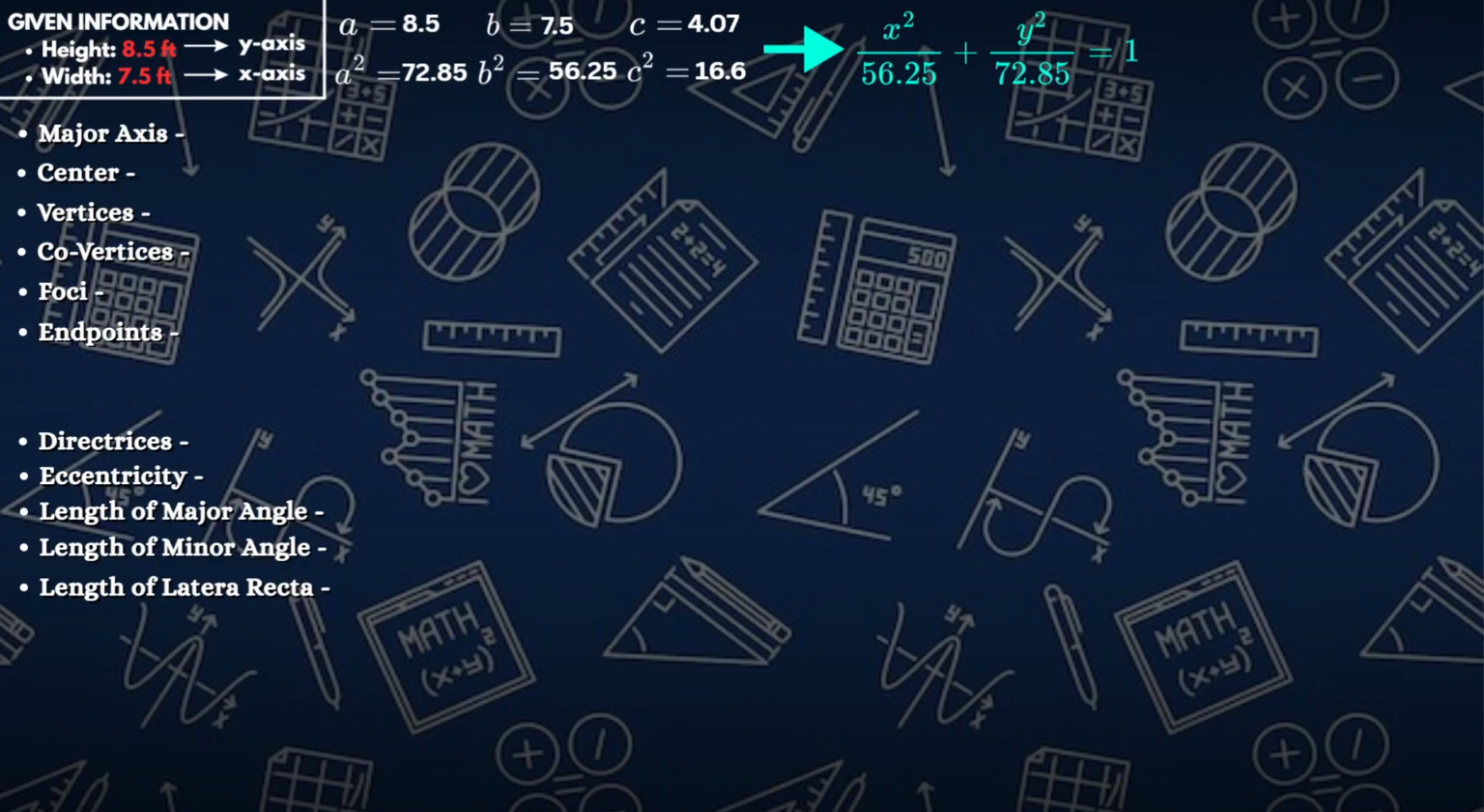Let's start with the major axis. As you can see, for our major axis, the y-intercept has the highest value of 72.85. Therefore, our major axis, based on our standard form, would be the y-axis. For our center, as you can see in the given, there is no value beside x and y. So do you think, class, that we must input 1 or 0? Of course, if there is no value beside x and y, therefore our center is at (0, 0).